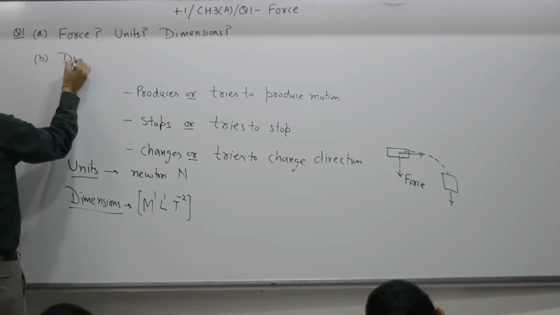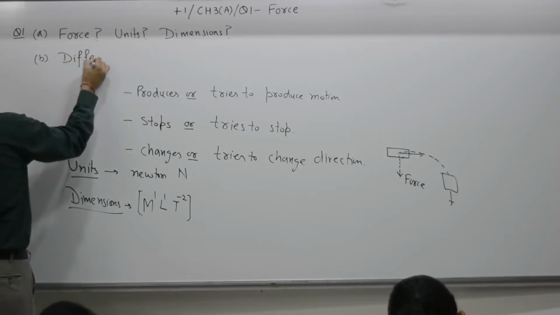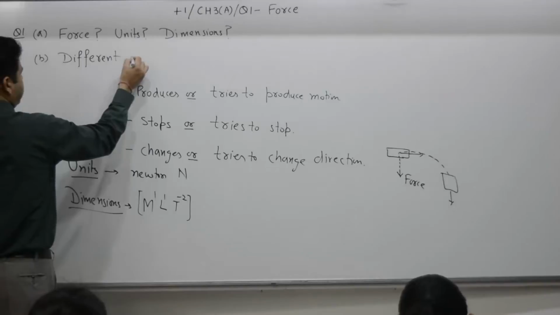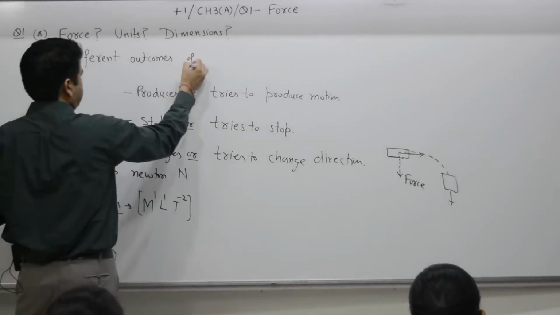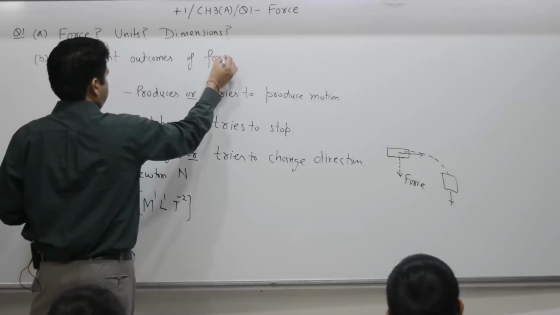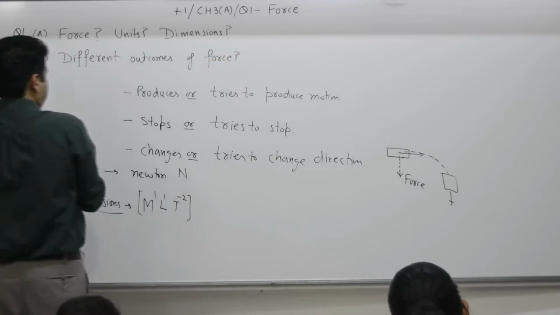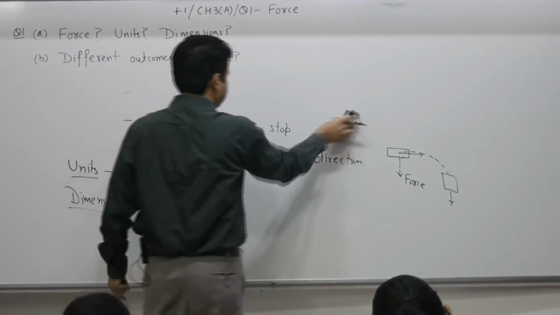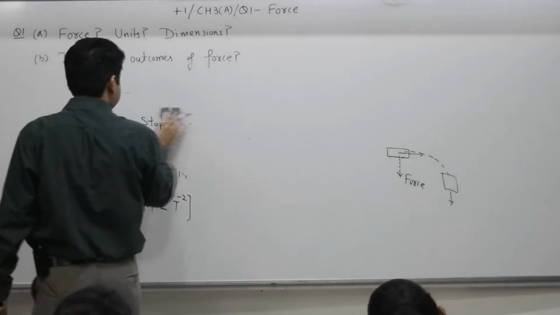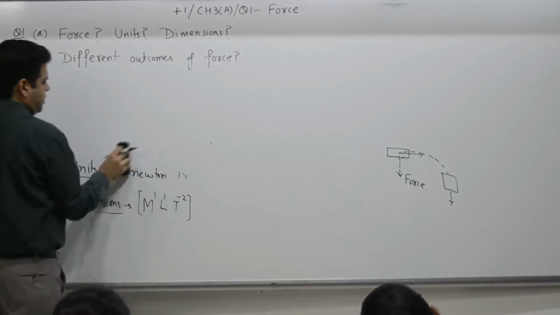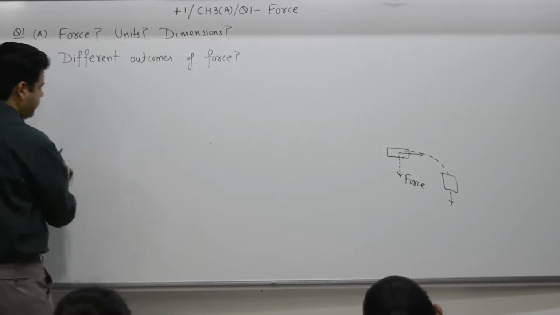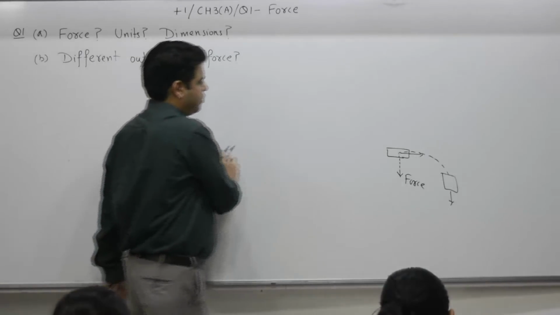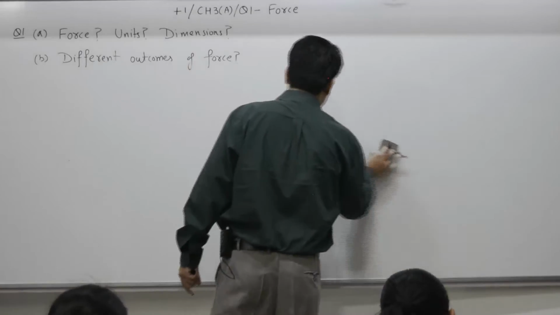B part. Different outcomes of force. That means the same examples. 3 types of examples we have shared. Again we repeat the same. Different outcomes, 3 possibilities.